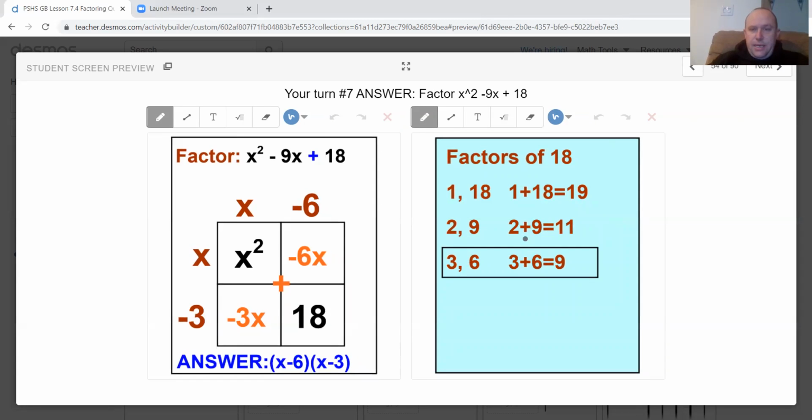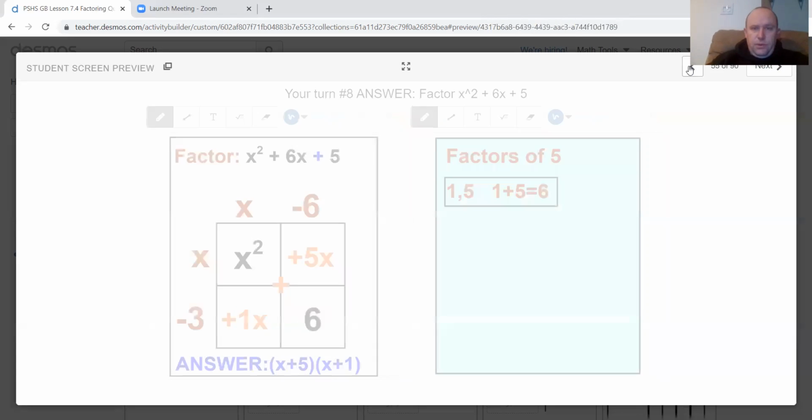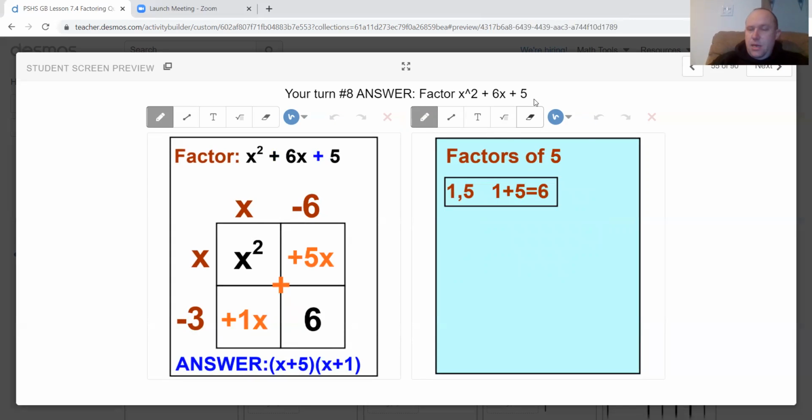And for the last one, 18, trying to make 9 or really -9. 3 add 6 gives me 9. But as I'm trying to get -9, I'm going to make them both negative. Oops, and there was one more at the end. I apologize. I missed that one. Sometimes when there's just one factor, that can be confusing if you don't think of it. So 1 and 5, 1 add 5 gives you 6. And then from there, we can continue.